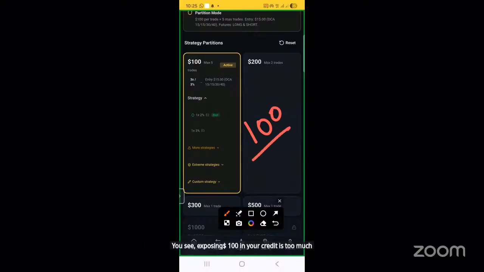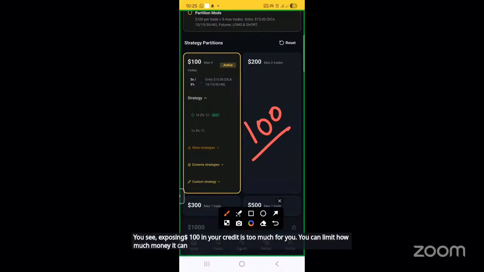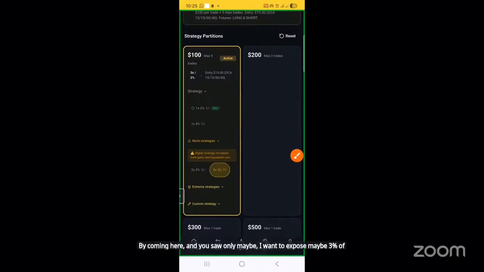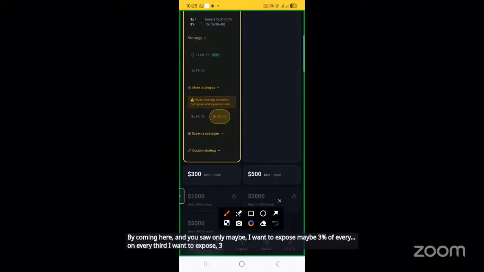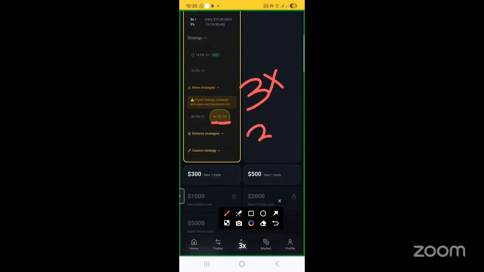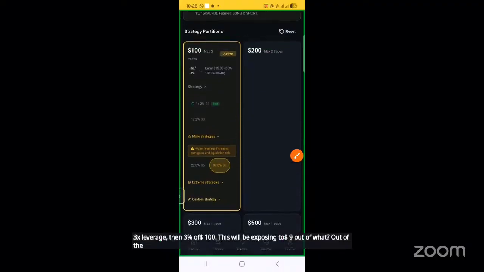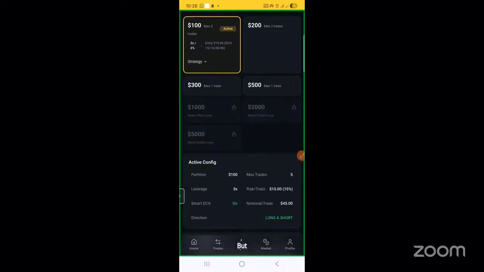You can limit how much money it can expose per trade by coming here, and you say, maybe I want to expose 3% on every trade. I want to expose 3% of what? Of the money. Maybe you can use 3x leverage times 3% of $100. It means we'll be exposing $9 out of the money that you have. But I don't want you to go into those things.